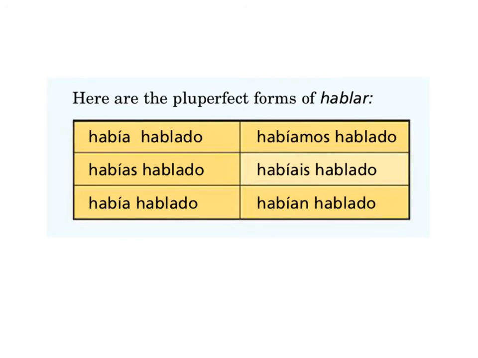So let's look at what a verb looks like in the pluscuamperfecto when we conjugate the whole thing. This is the verb hablar en el pluscuamperfecto. Yo había hablado, tú habías hablado, él, ella, usted había hablado, nosotros habíamos hablado, vosotros habíais hablado y ellos, ellas, ustedes habían hablado.